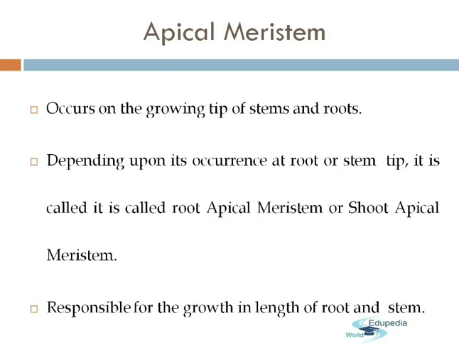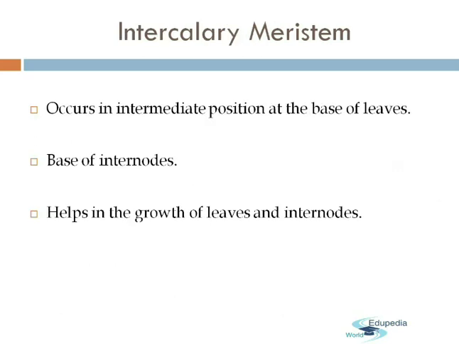Secondly, depending upon its occurrence at the root or the stem tip, it is known as the root apical meristem or the shoot apical meristem. So the meristem will be present on the roots also and on the shoots also, and it will help in the growth of both the roots and shoots. It is responsible for the growth in the length of the roots and stem. So apical meristem is basically responsible for the increase of the length.